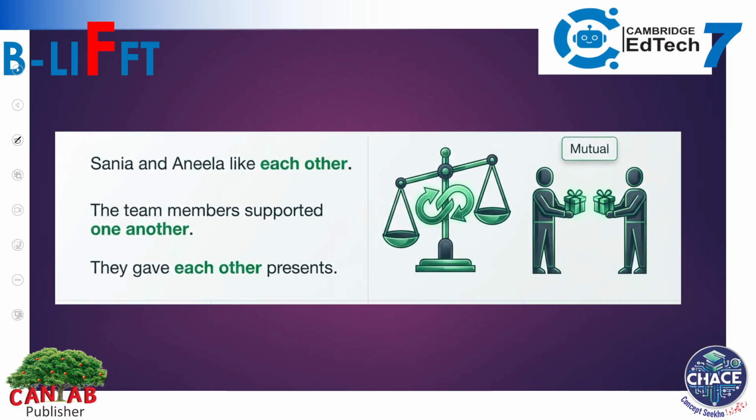For example, Tania and Anila like each other. Here are two subjects. That's why we use the reciprocal pronoun each other. The team members supported one another. Here, the team members, there are more than two persons in the team. That's why we are using one another. They gave each other presents.